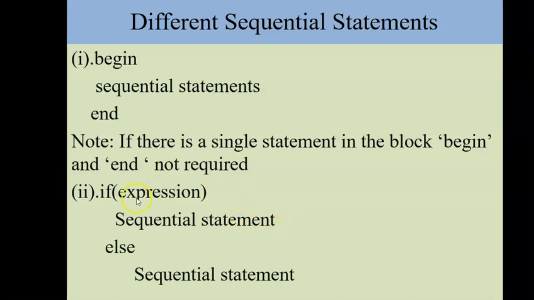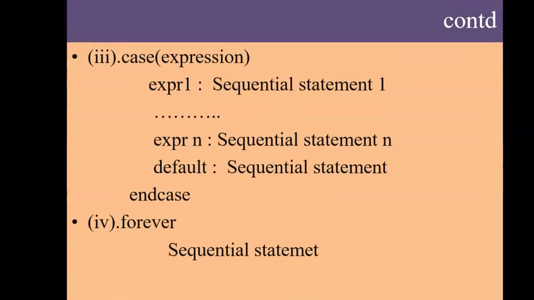Next one, if followed by expression. We may write if A greater than B, execute this block of statements. So: if expression, sequential statement. For example, if A greater than B, Y is equal to Y bar, Y is equal to A and B, you perform this. This is a kind of condition. Else, if it fails, do this. For example, if A greater than B, Y is equal to 1, else Y is equal to 0. Simple example. Like this, you can use the if sequential statement.